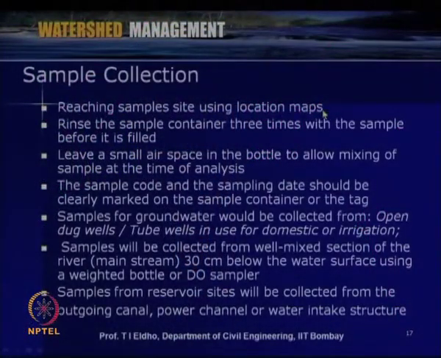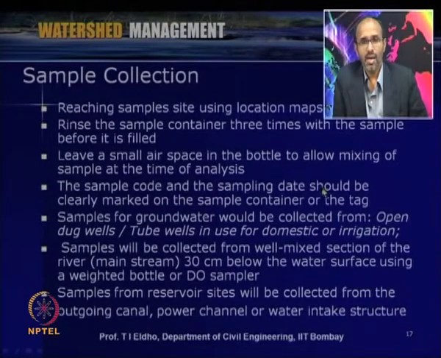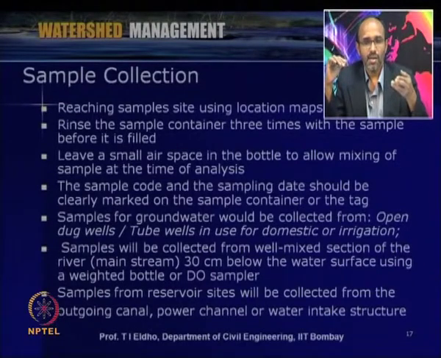So now as far as sample collection is concerned, we reach a sample site using location maps. Particular locations are specified by the state pollution control board or central pollution control board, and how to reach those sampling sites will be available. Then we can use specified sampling bottles depending upon the intended water quality which we are going to check. First we rinse the sample container 3 times with the sample before it is filled. Then leave a small air space in the bottle to allow mixing of the sample at the time of analysis. Then the sample code and sampling date should be clearly marked on the sample container or the tag, so that everything will be met properly.